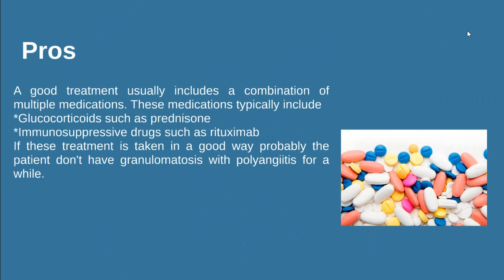Pros. A good treatment usually includes a combination of multiple medications. These medications typically include glucocorticoids such as prednisone and immunosuppressive drugs such as rituximab. If this treatment is taken in a good way, probably the patient doesn't have granulomatosis with polyangiitis for a while.